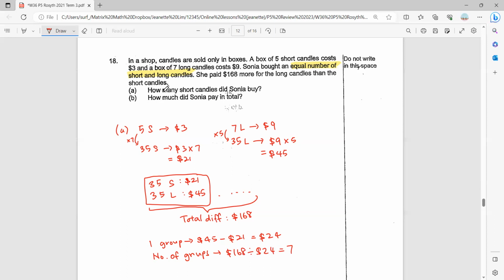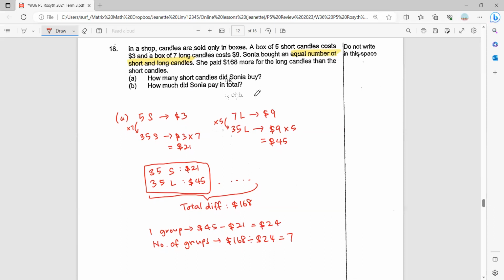Then read the question. How many short candles did Sonia buy? If there are 7 groups, how many short are there? Every group you have 35. So 7 times 35. 245 short candles.